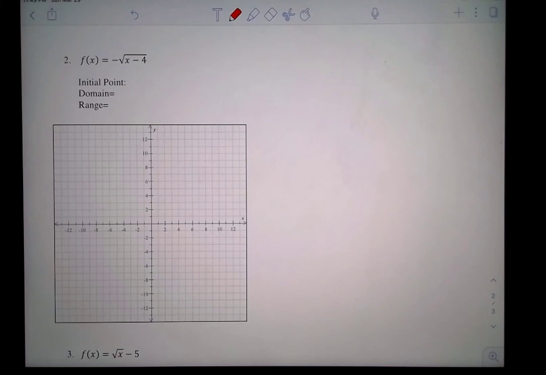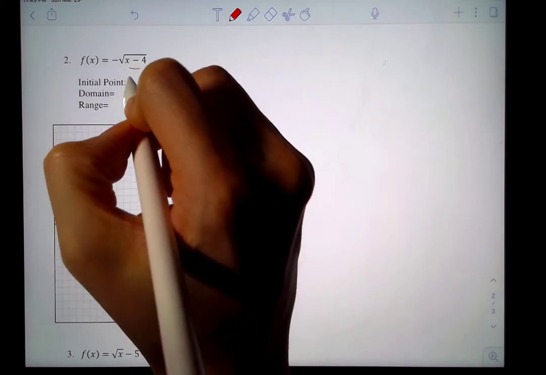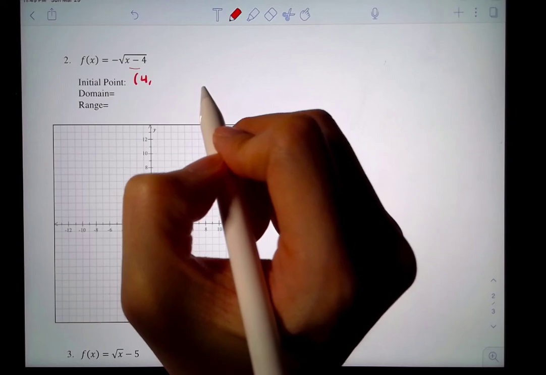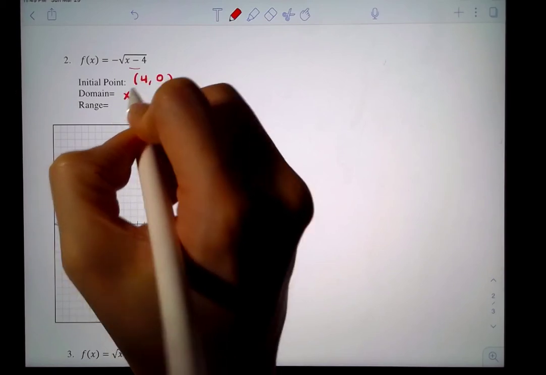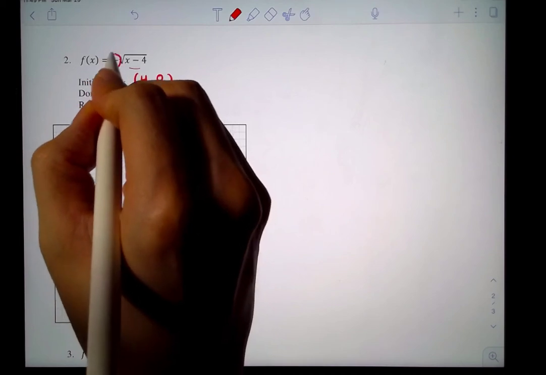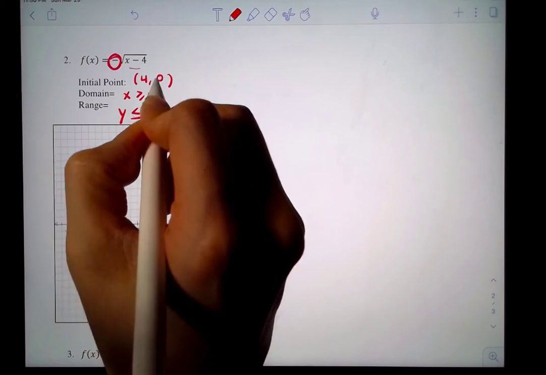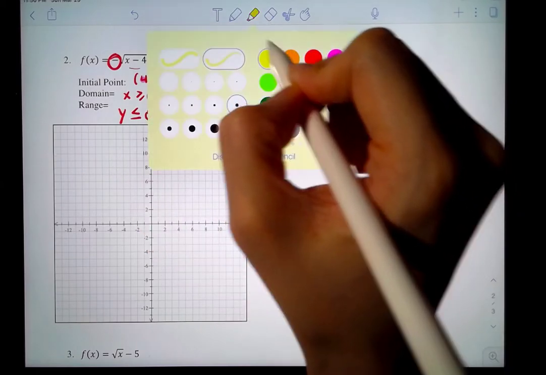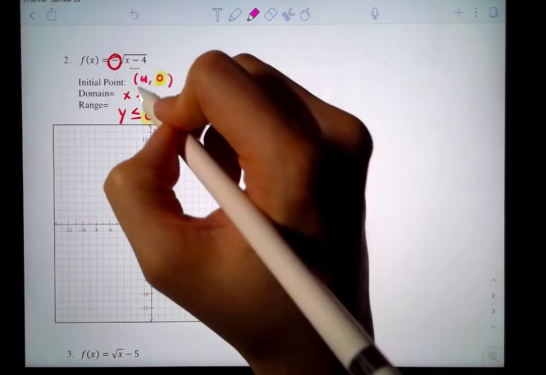So this one, tell me what's my initial point. My initial x from the inside of the radical, which is 4. Do you have anything on the other side? Nothing. So put 0. And let's get the domain. Domain is always greater than or equal to that number. And my range, look, now I have a negative, right? Then your y is less than or equal to 0. You see it? This 4, 4. This 0, 0. Okay.